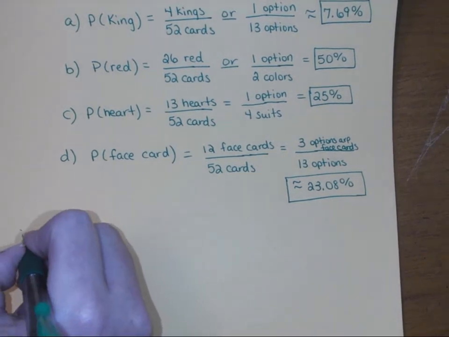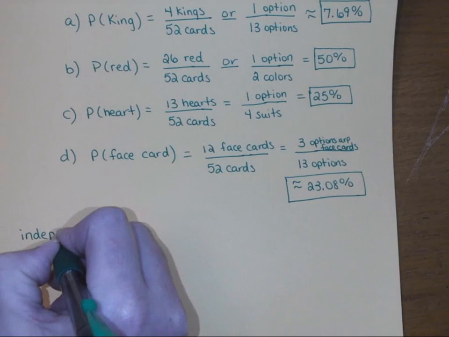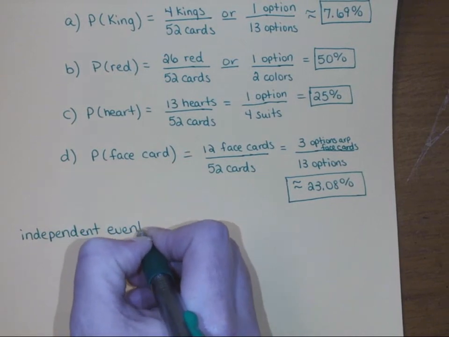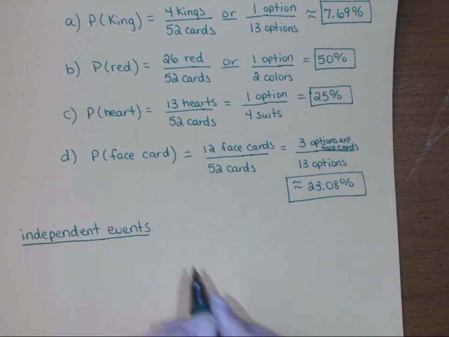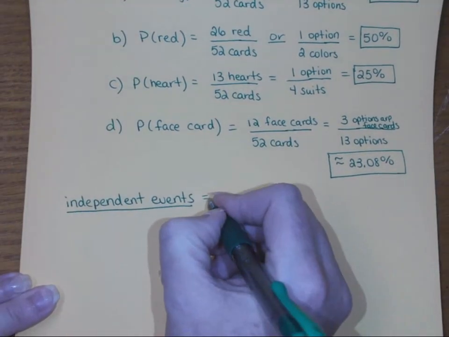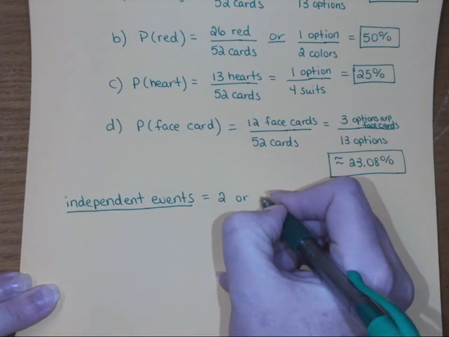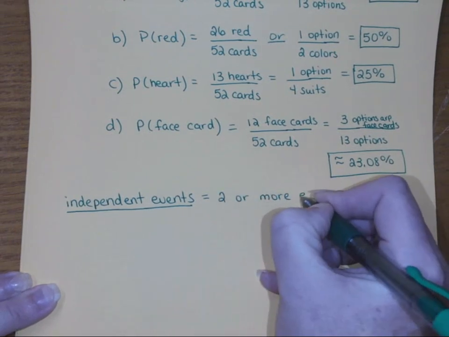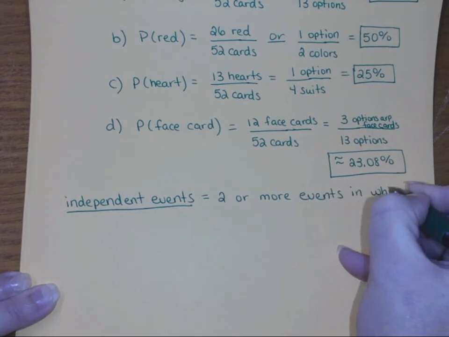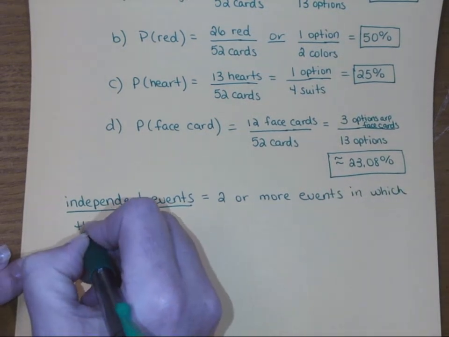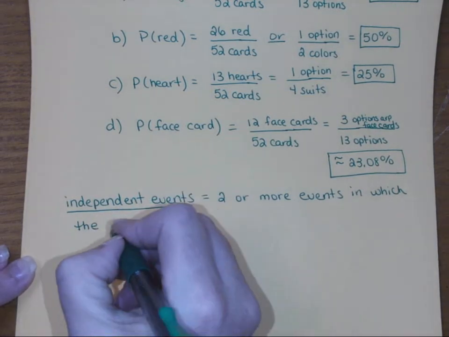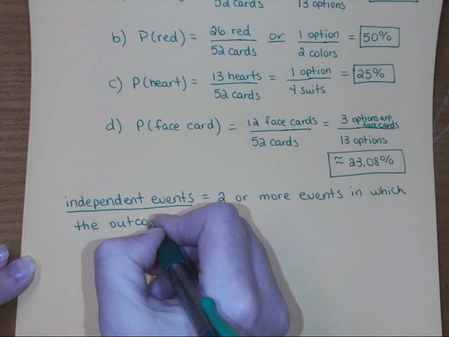All right, but what about when we want to talk about more than one event occurring together? So we have a couple of terms before we can really kind of move on with this. Terms that you need to know if you're going to structure probability questions, because sometimes probability questions can be a lot more challenging than we really intend them to be. So you need to be aware of events that are independent of each other. Okay, independent events are 2 or more events in which the outcome of one does not affect the outcome of the other.